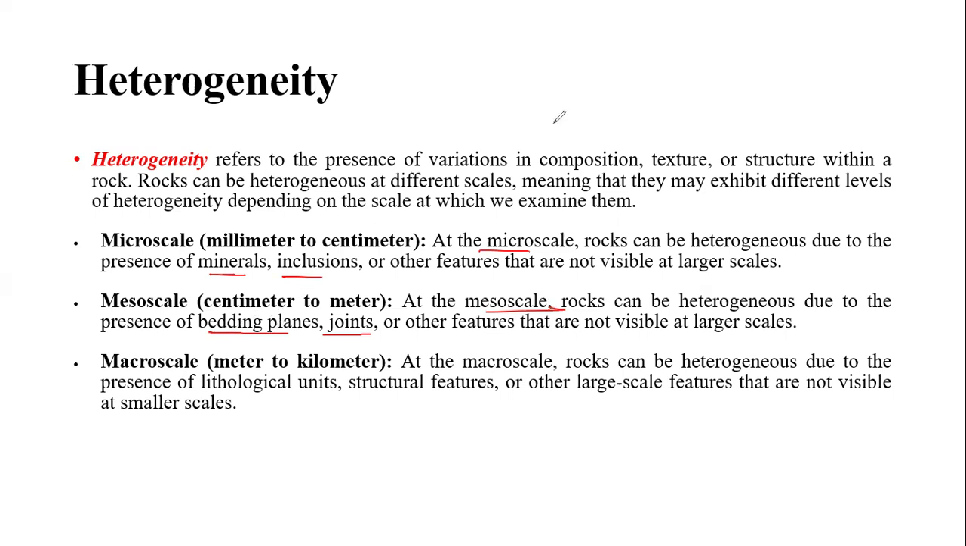I hope you know the bedding planes. If you've got these beds, then the bedding planes will be these ones. So at the mesoscale, rocks can be heterogeneous due to the presence of bedding planes, which separate different geological units. Moving from here to there, you see the heterogeneity, but from here to there, you can see the homogeneity. All right, so it all depends on the scale.